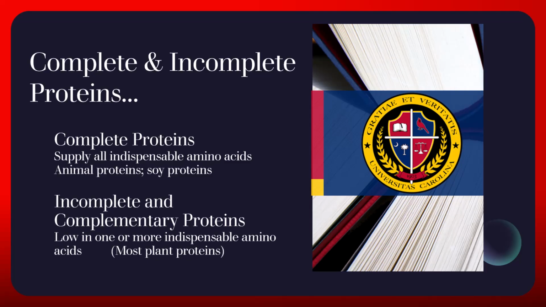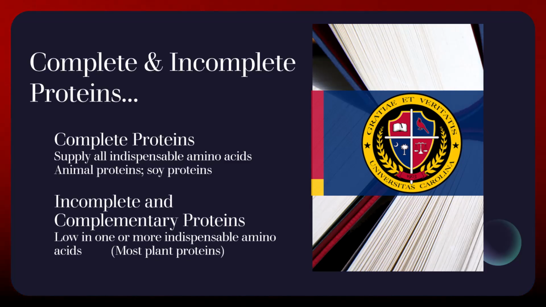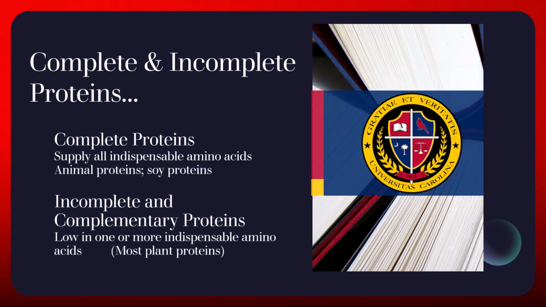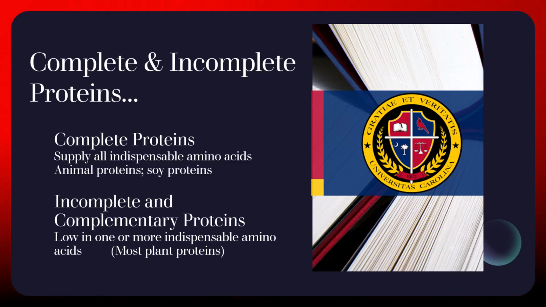So complete and incomplete proteins are important to discuss. Complete proteins supply all indispensable amino acids, and animal proteins are complete proteins. Soy protein is also complete. Incomplete and complementary proteins are a little bit different. They are low in one or more indispensable amino acids, and most of them are plant proteins.